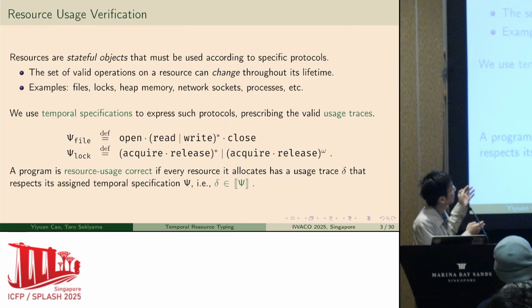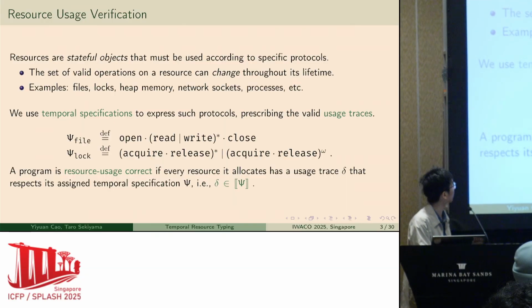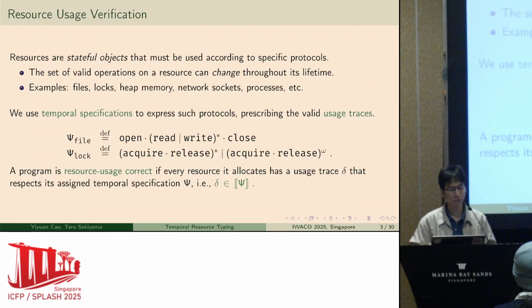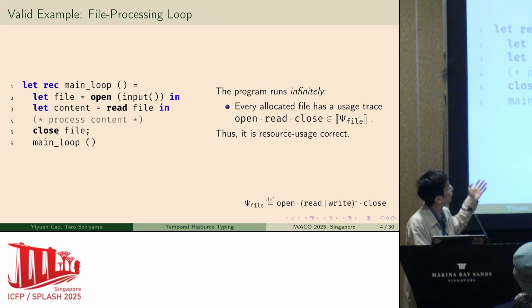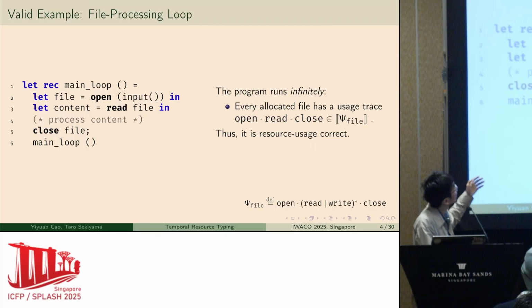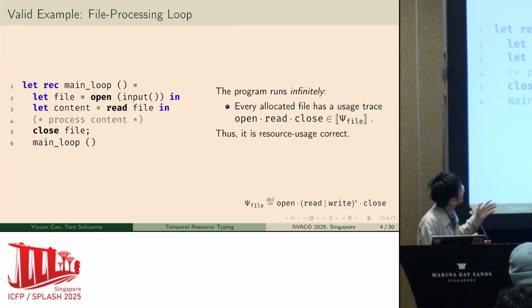Given these temporal specifications for each allocated resource, a program is resource correct if during every execution, every allocated resource has a full usage trace that respects its assigned temporal specification. Now I want to show you some examples. This is our first example, an infinitely running loop manipulating files. In each recursive call, a file is created and opened, and its content is read, and then after some processing code, you close the file and continue with the next loop.